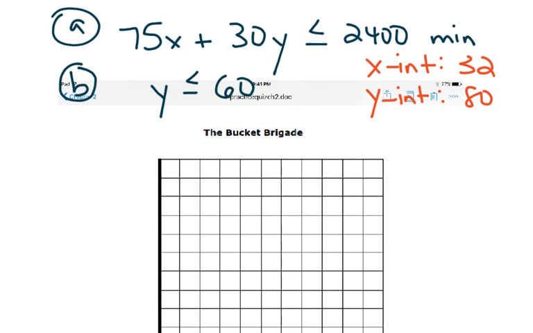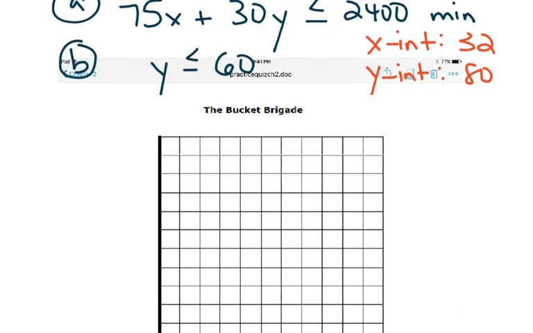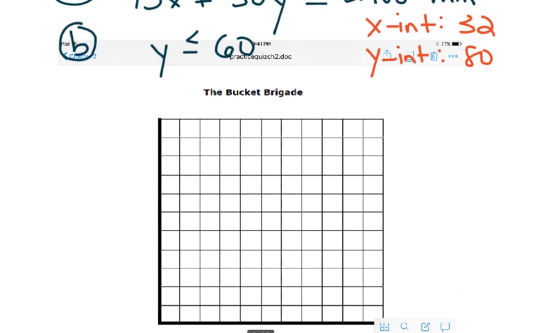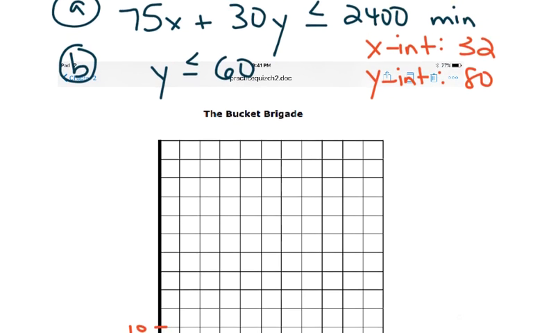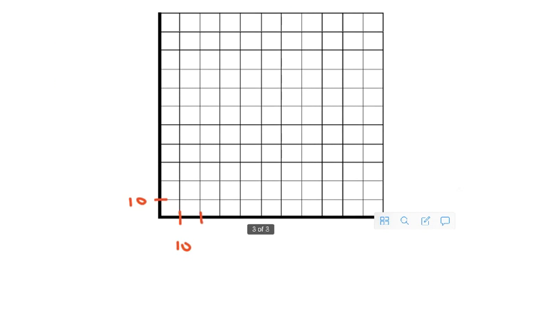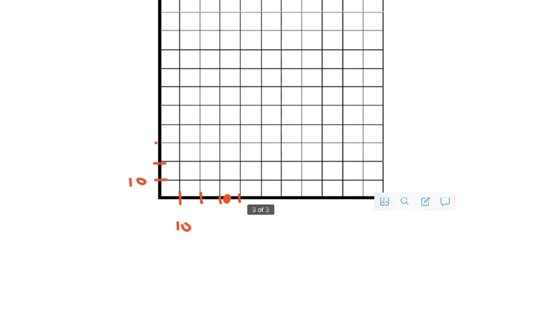All right, now that I brought my graph up, let's talk about how we're going to scale this. For the first inequality, I need the X-intercept to be at 32 and the Y-intercept to be at 80. For the second inequality, Y is less than or equal to 60, so I just need to be at 60. So why don't I make the scaling on here every 10? For the first inequality, the X-intercept is 32, so 10, 20, 30, 40, so 32 is here. And then the Y-intercept is 80: 10, 20, 30, 40, 50, 60, 70, 80. That looks terrible. Let's just get rid of that and start over.